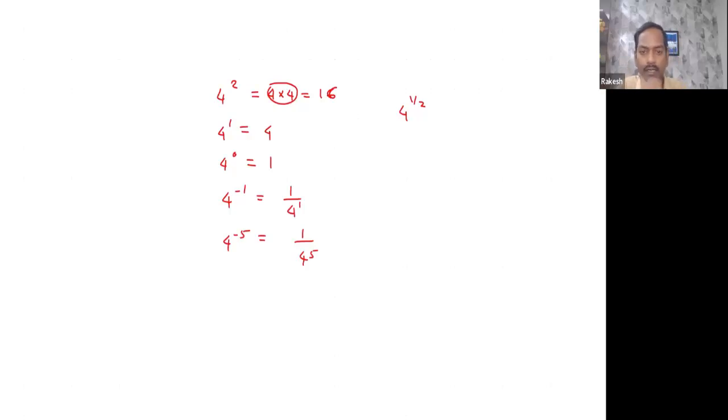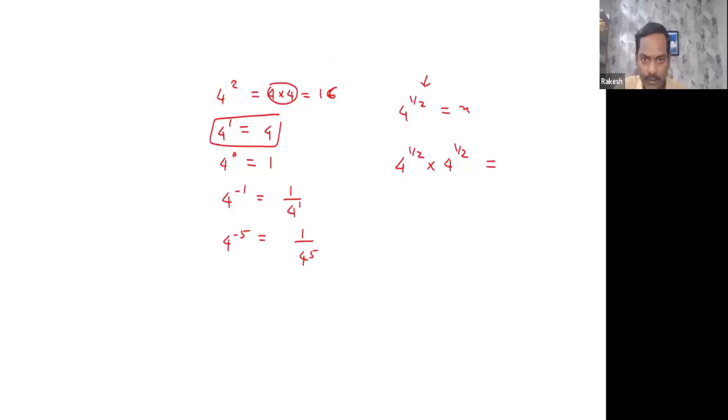So let us assume that this is some value x, right? I'm observing that the power is half, and if half is added to half, we'll get 1, right? So I'm targeting to get something like this. If I have 4 to the power 1 by 2, and I multiply it again by 4 to the power 1 by 2, this is what I have imagined, that the powers will add up and give 1.